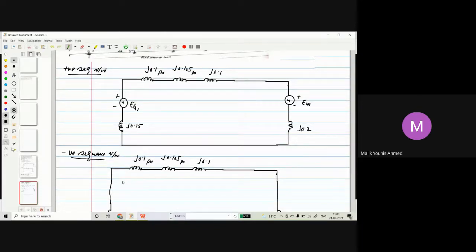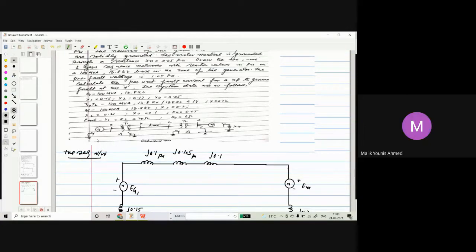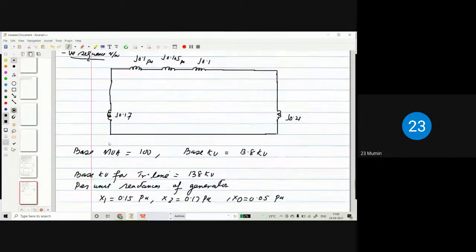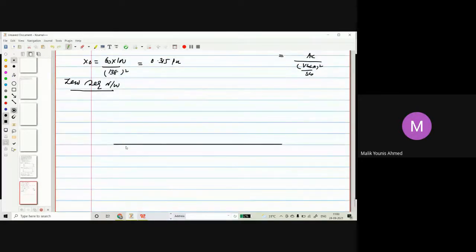Yes, Moomin, tell me now how we'll draw the zero sequence. So the generator is solidly grounded. Yes, sir. First we will make it with reactance. So solidly grounded, there will be no reactance. There will be only the generator reactance. There will be no voltage source, only the generator reactance. So you can write it like this.